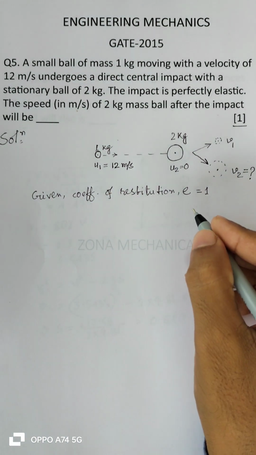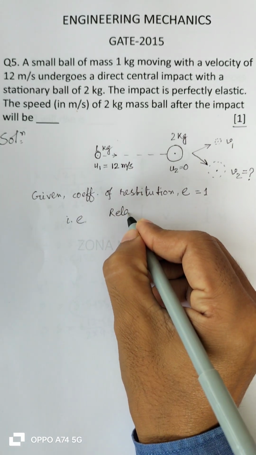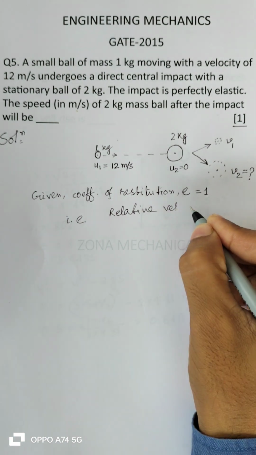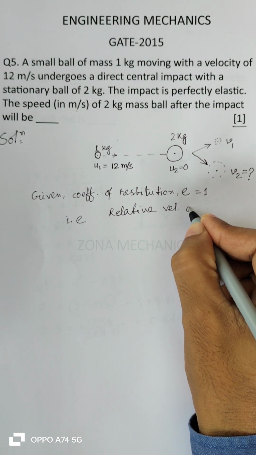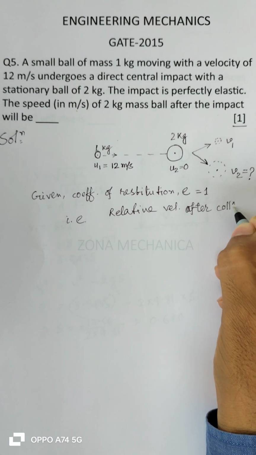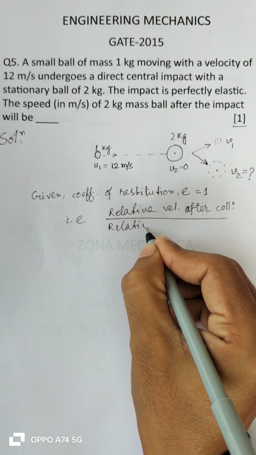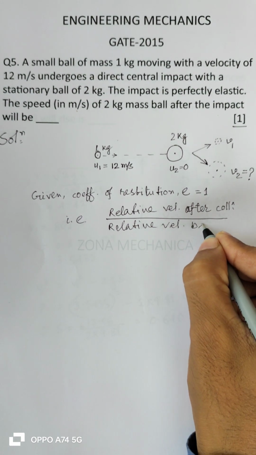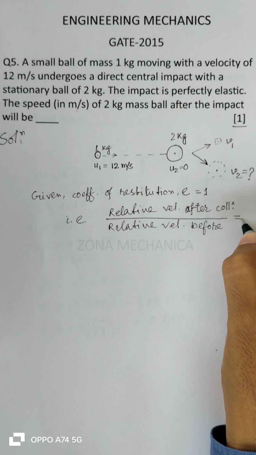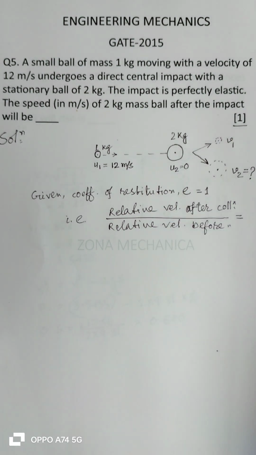What is the coefficient of restitution? That is the relative velocity after collision to the relative velocity before collision. The ratio between these two is the coefficient of restitution e, that is equal to 1, since it is a perfectly elastic collision.